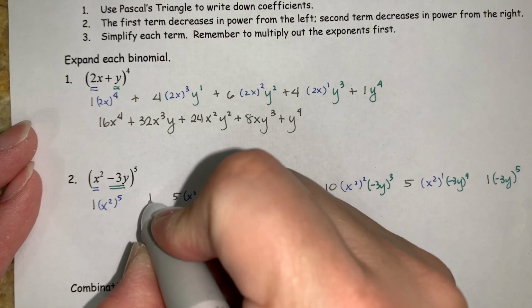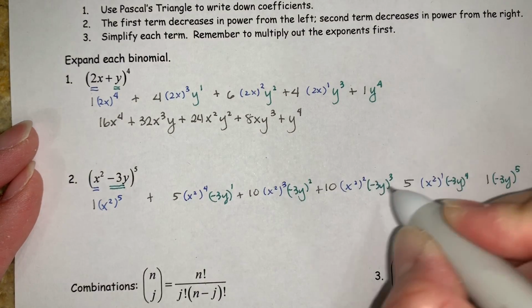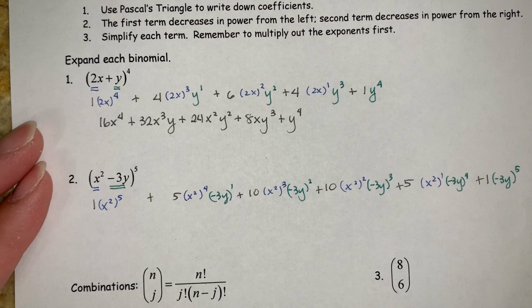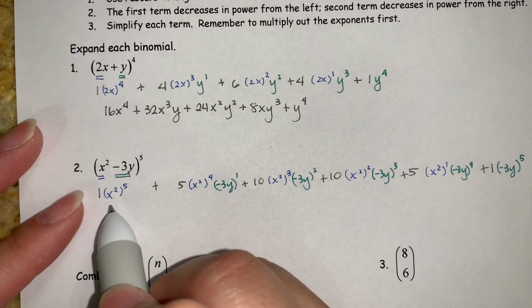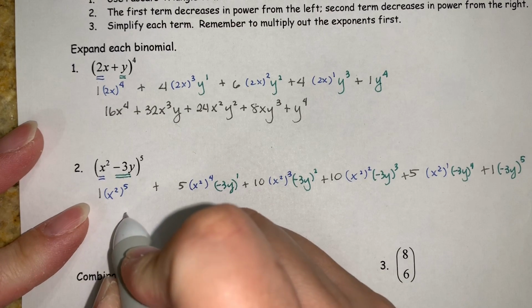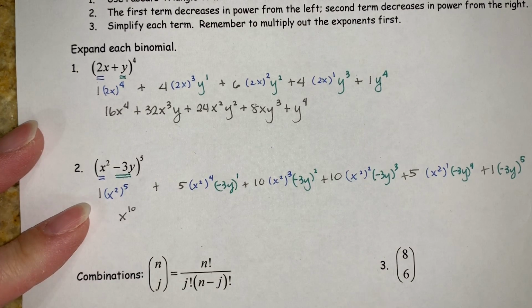Don't forget, the operation is plus in between all of these terms. A nice, very, very nice separation for them. Okay, let's clean up. This is x squared to the 5th. A power to a power multiplies. So first term is x to the 10th.